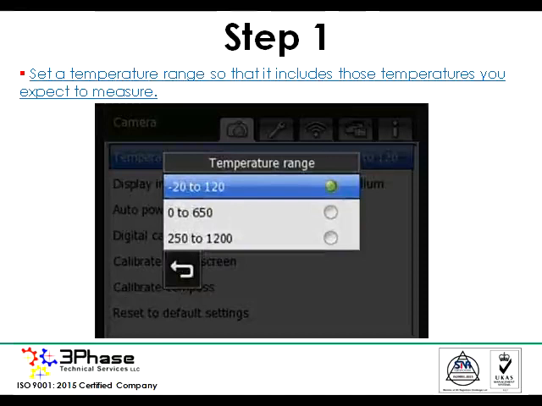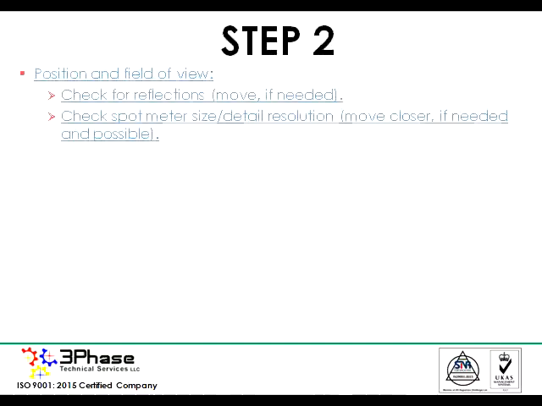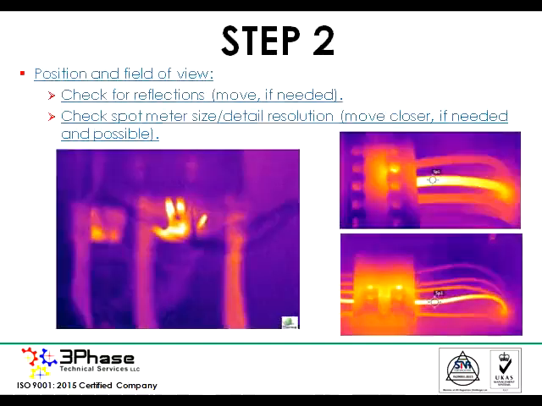For example, you can choose -20 to 120, 0 to 650 or 250 to 1200 depending upon your application. Step 2. Position and field of view. Check for reflections. Move if needed. Check spot meter size or detailed resolution. Move closer if needed and possible.